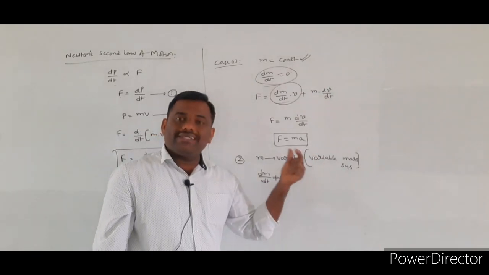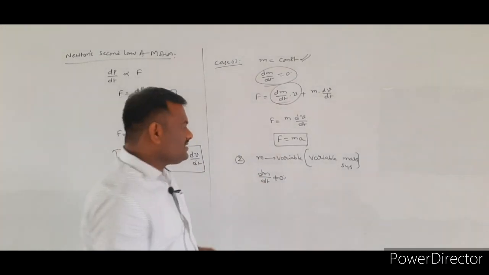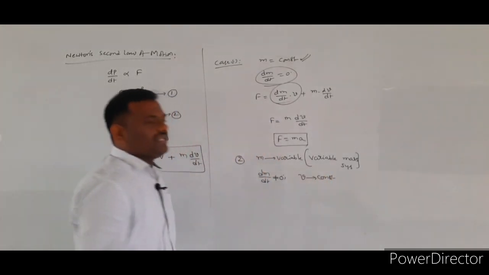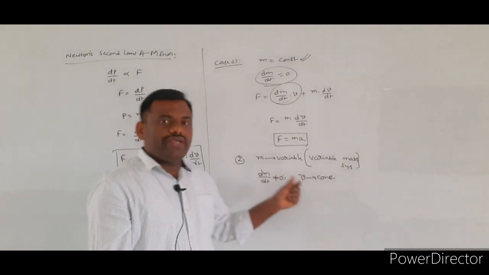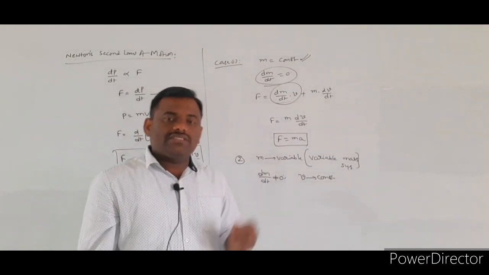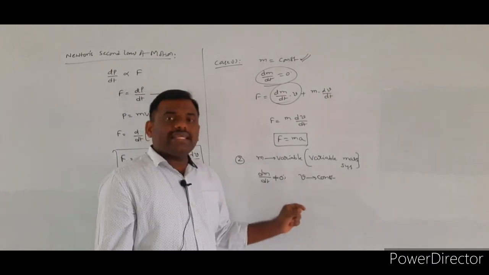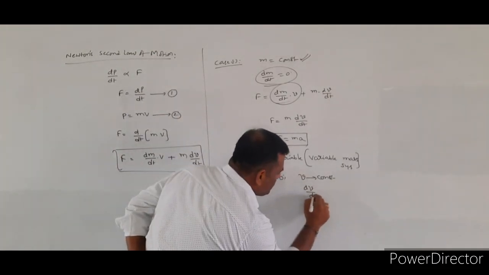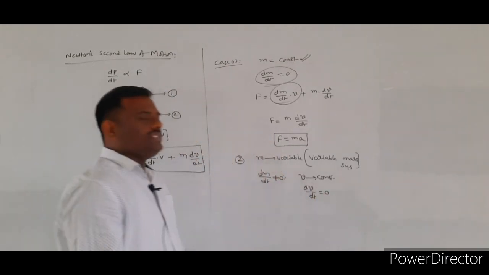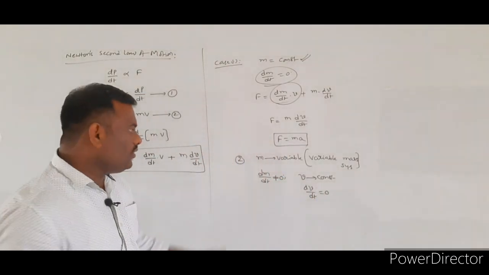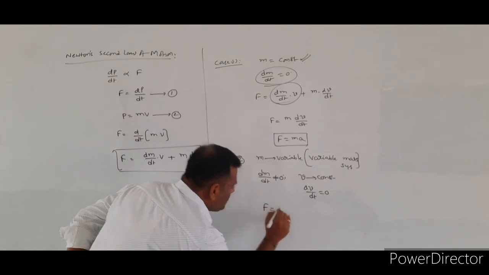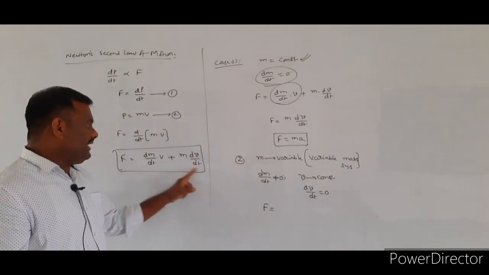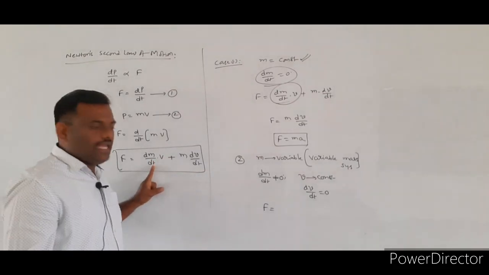For the variable mass system, we assume the velocity of the system is constant. If the velocity is constant, the rate of change of velocity is 0. Therefore, from the general equation, dm by dt into v plus m into dv by dt, dm by dt is not equal to 0.